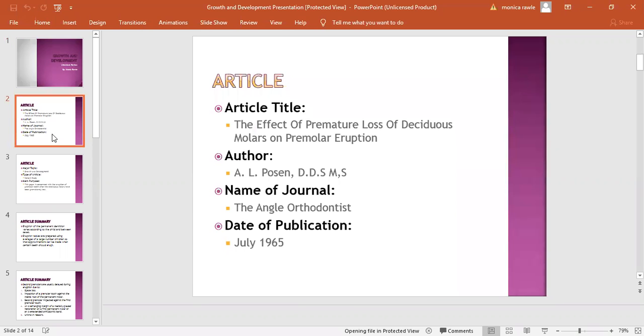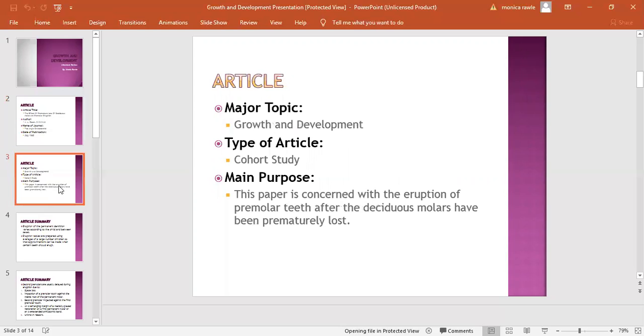So the article title is The Effect of Premature Loss of Deciduous Molars on Premolar Eruption. The author is A.L. Posen, DDS, MS. The name of the journal is The Angle Orthodontist. The date of publication is July 1965. The major topic for this article is growth and development.